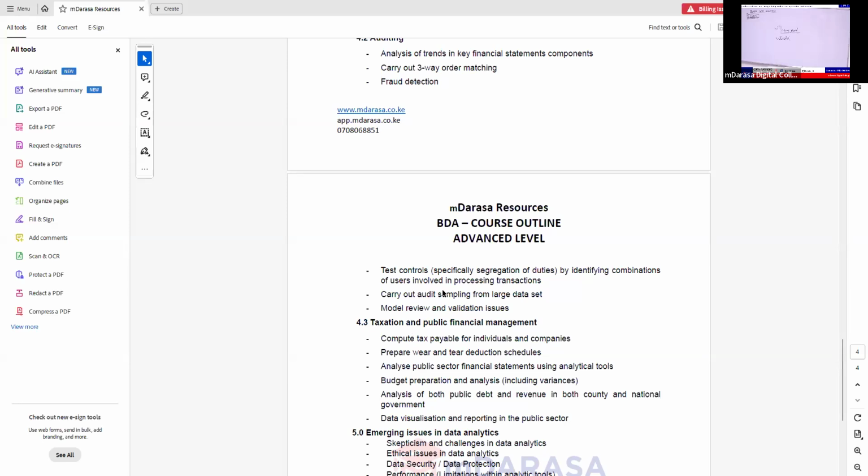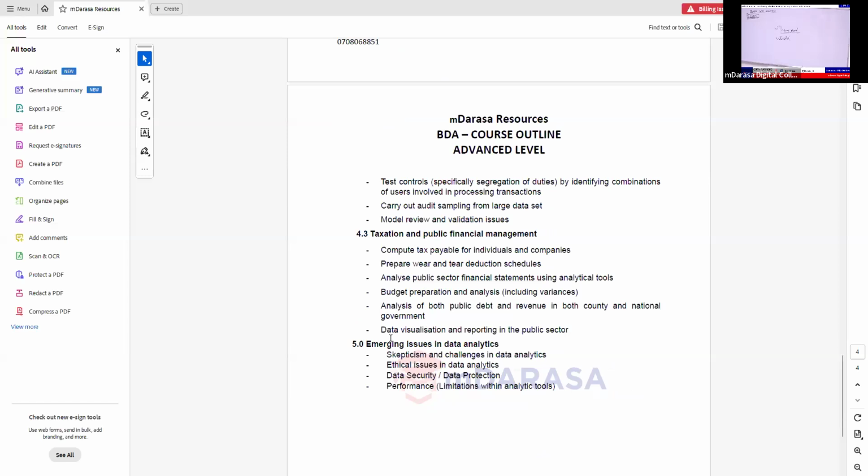The other key element you'll find is that now we'll be having the emerging issues. Emerging issues in data analytics. And of course, in this case, we'll be looking at the concept of data security, talk about ethical issues, talk about safetyism and challenges in data analytics. All these items we will be expected to cover.